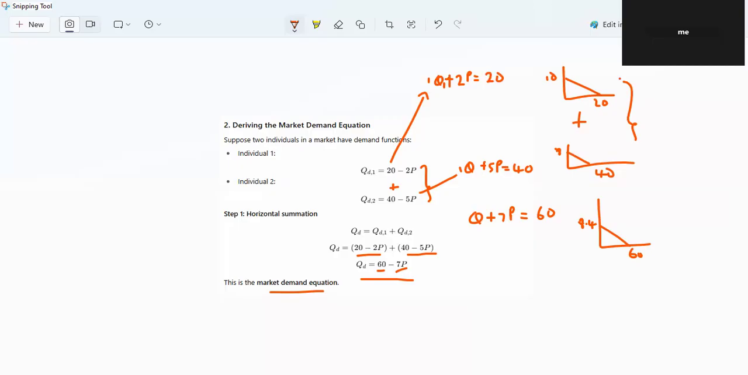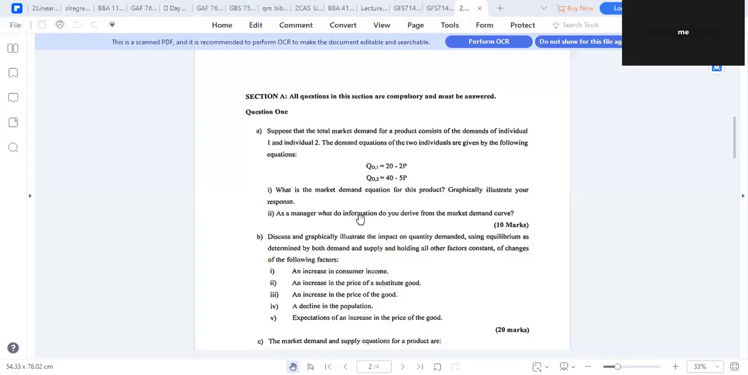So the second question we've been asked is to say, as a manager, what information do you derive from the market? So you're a manager and you're being asked, what information are we able to derive from the market? So managers can use these demand curves for many reasons.